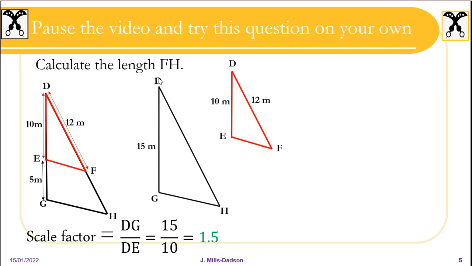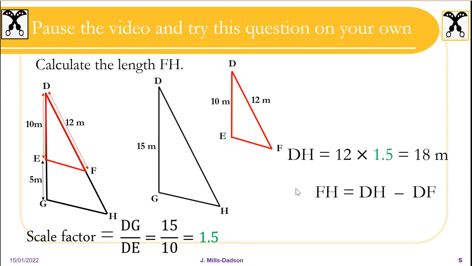So we rather work out DH and take 12 from our answer. DH is on a bigger shape, so the corresponding side 12 should multiply 1.5. So we have now 18. Therefore, FH will be 18 minus 12. So we have 6 meters. So this is another style of question that you could see in your exam.